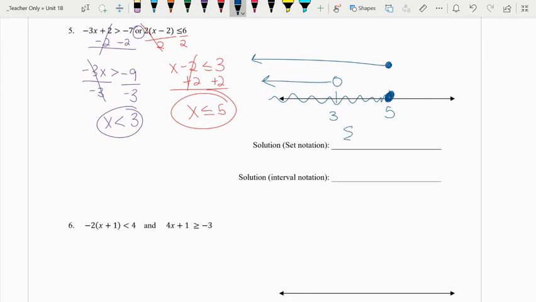For set notation, x such that x is less than or equal to 5. Interval, all the way to the left is -infinity, all the way to the right is 5, and it's included, so we need a bracket.